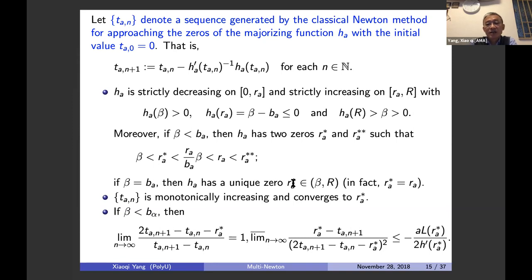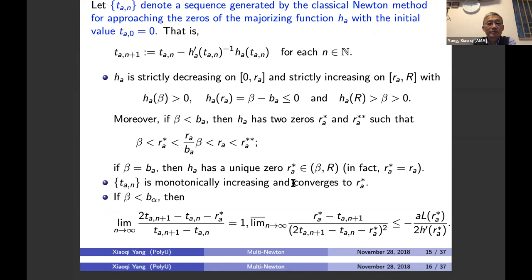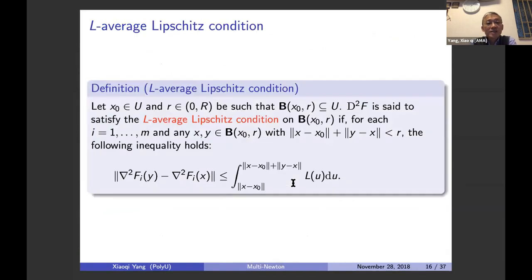Of course, the introduction of this L function is kind of tricky. How do you introduce this function? But we can do it for different problems. If you have a real problem there, then this L function can probably be constructed. All right, so this is the introduction of this L average Lipschitz condition. So what do we have here?